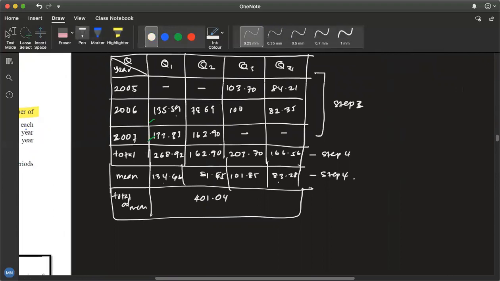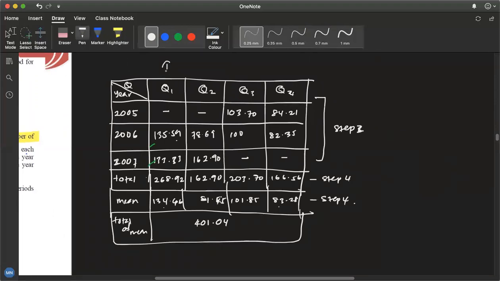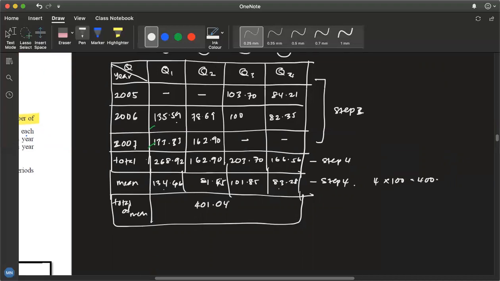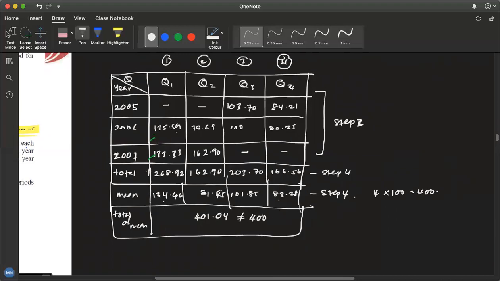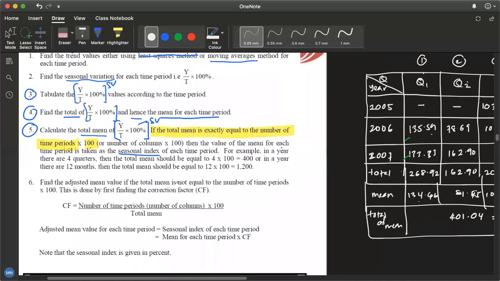So our total mean is not equal to the number of time periods. Number of time periods means this is time period number 1, this is time period number 2, this is time period number 3, this is time period number 4. So we have 4 multiplied with 100%, which should be equal to 400. So now the total mean is not equal to 400, right? 400 is the number of time periods. Okay, we have 1, 2, 3, 4. 4 time periods, right? Multiply with 100%, it should be equal to 400. So this one is not equal to 400.